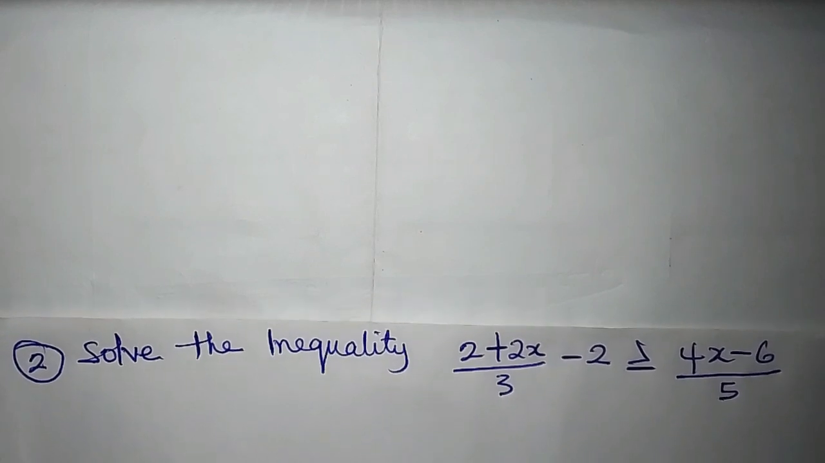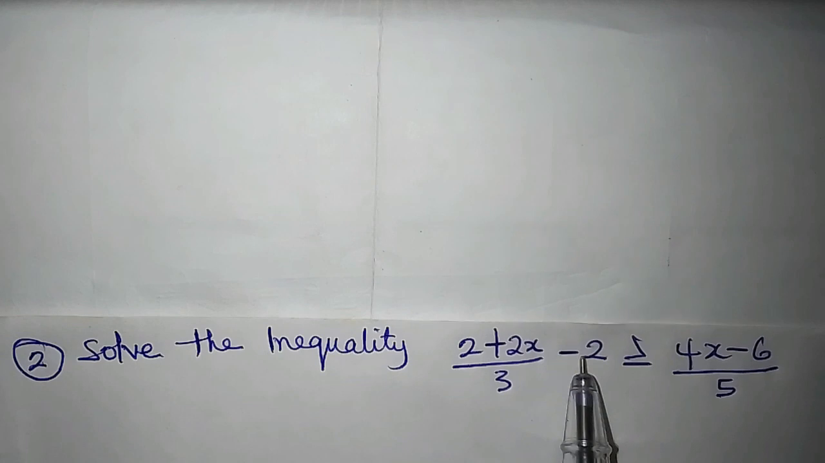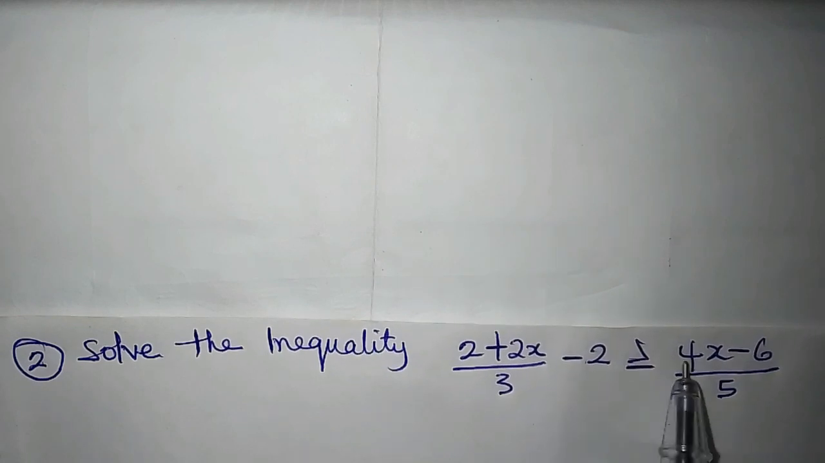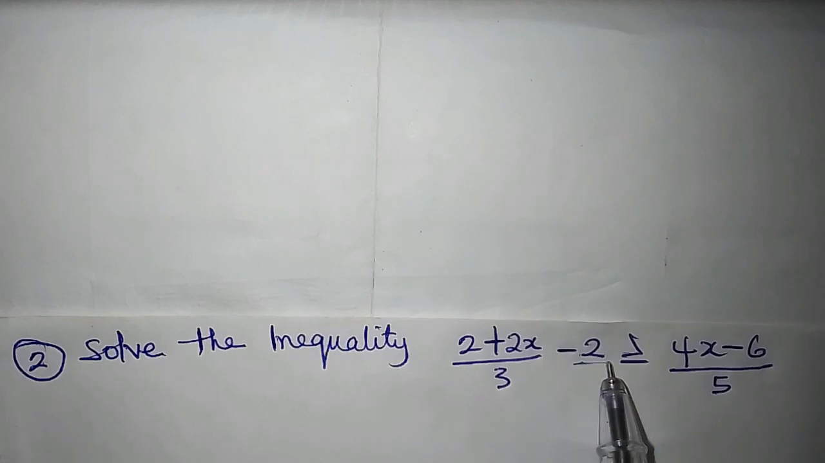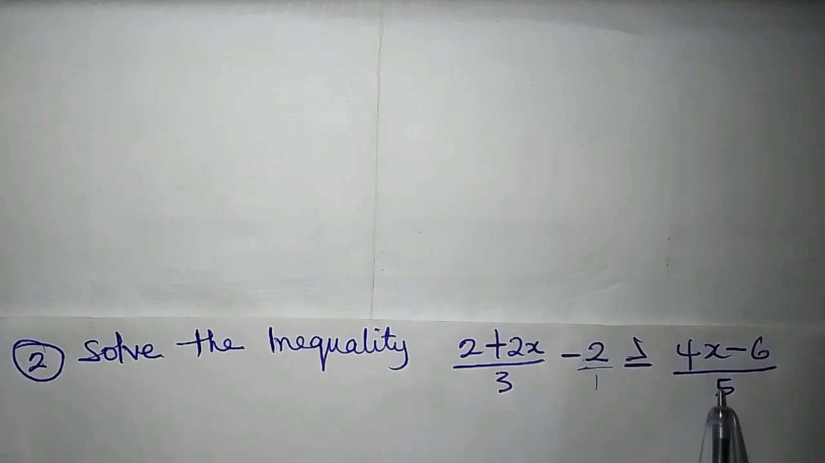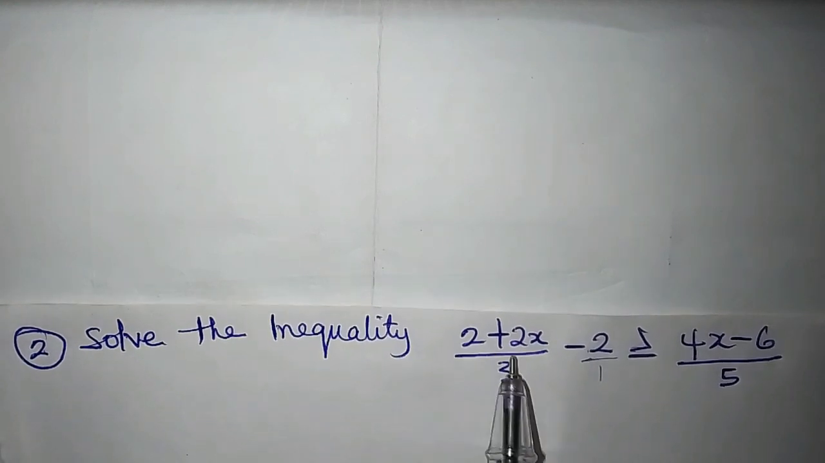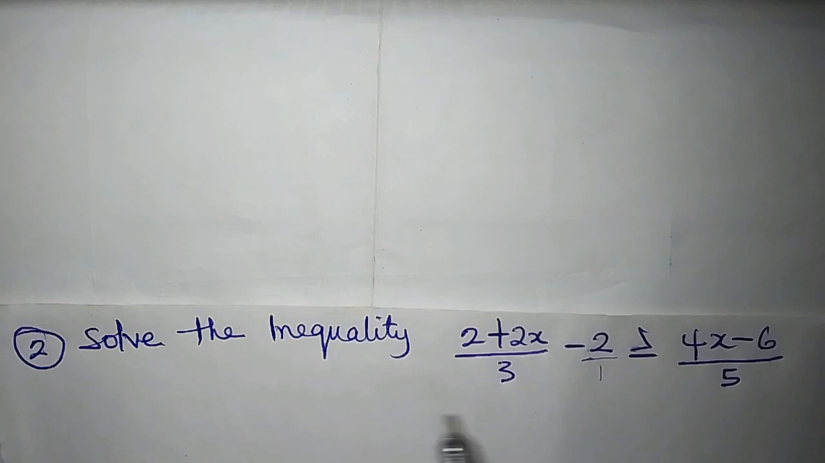This is the second question. I want to solve the inequality 2 plus 2x over 3 minus 2 greater than or equal to (4x minus 6) over 5. Alright, this is the same thing as saying 2 over 1. So the LCM of 3, 1, and 5 is 15. I'll use 15 to multiply both sides of the inequality.